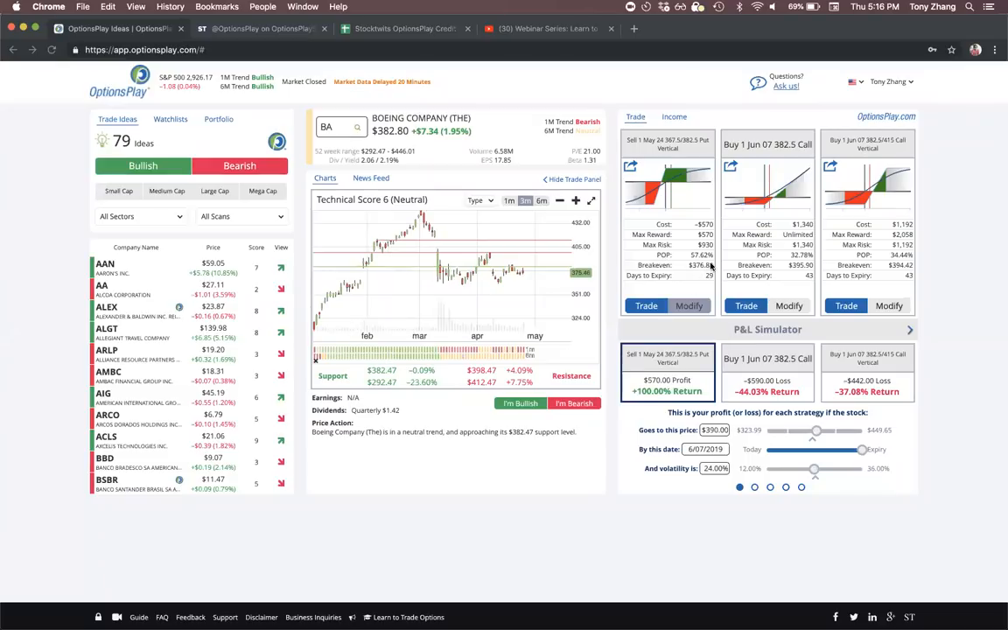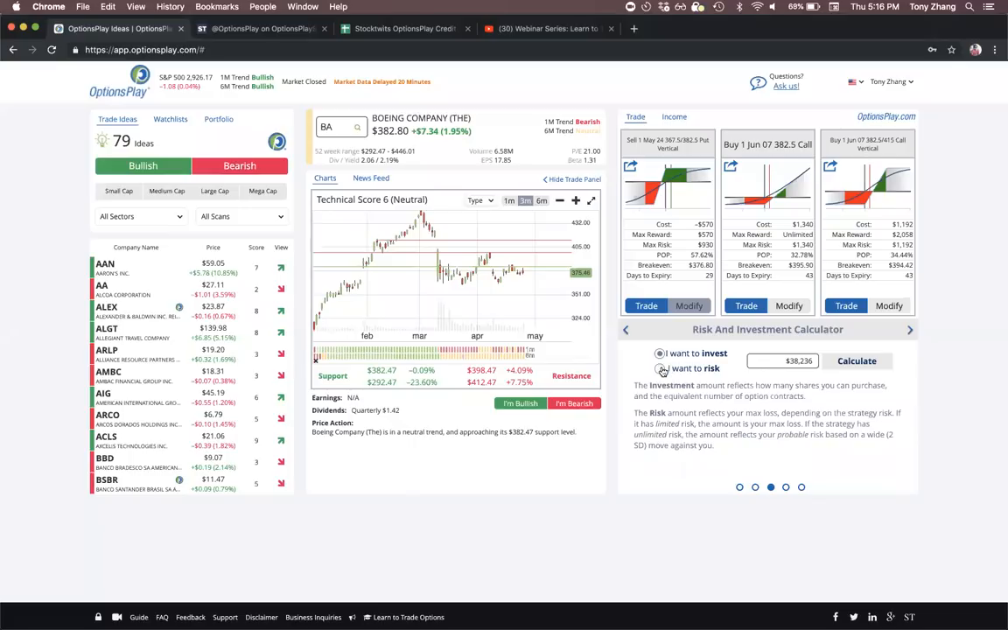James is asking, could you put on a debit spread on BA as an example? Absolutely. So here in the example, I have the debit spread on BA as well as the credit spread. And let me just first normalize this and say I want to risk, let's say, $3,000 on this trade.